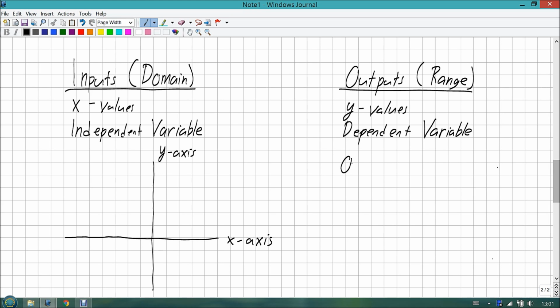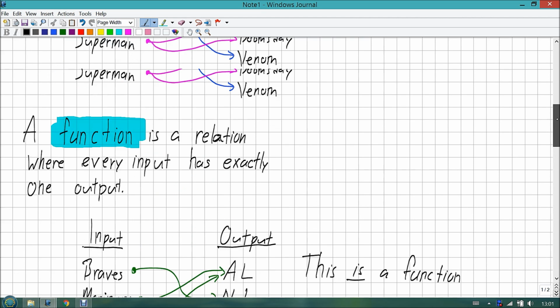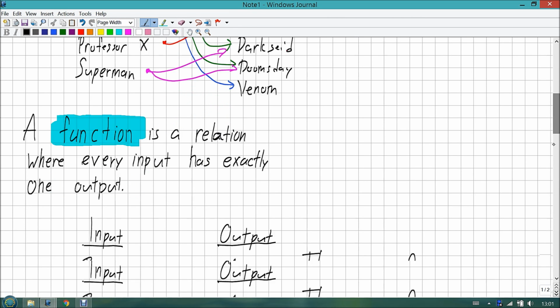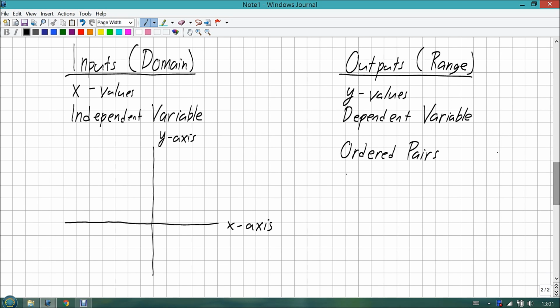Now, ordered pairs are a set of things that are paired together. You know how earlier we were pairing something like the Braves with the National League, or Superman with Doomsday and Darkseid. Well, the same thing is going on with the ordered pairs, except instead of using things that are characters or organizations, we use numbers. And this is so that we can better see the mathematics, the arithmetic behind things, with a visual representation. So our ordered pairs always come in the format of x, y.